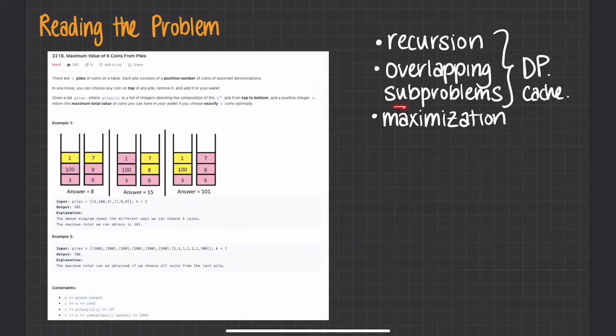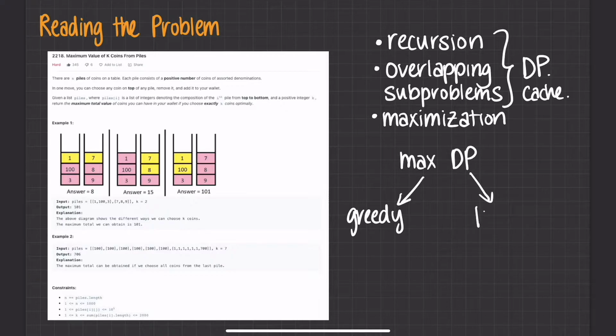Finally, this is a maximization problem. We can see that very clearly by this bolded text that tells us to return the maximum total value. In terms of dynamic programming maximization problems, which are called MaxDP problems, there are 2 types. The first implements a greedy algorithm, where we choose locally the best or most maximal solution. And the other one is called the Knapsack problem, where there is backtracking implemented with a cache.